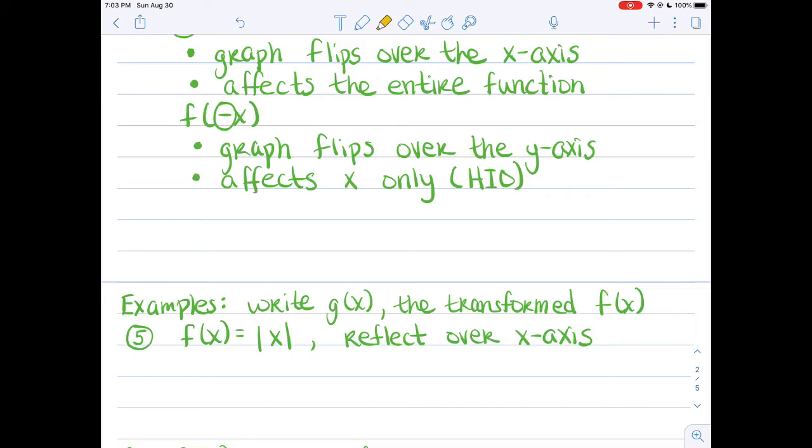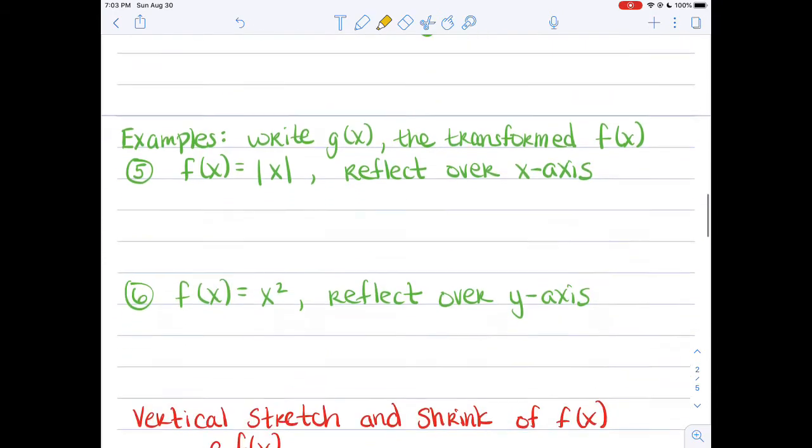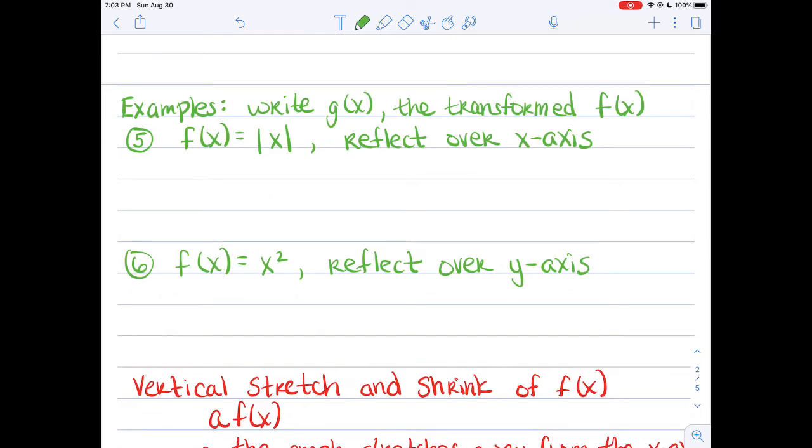So again, we're wanting to write g of x, which is the transformed f of x function. First, we're going to start with our parent absolute value function. F of x is the absolute value of x, and we want to reflect over the x-axis. So to do that, our g of x, remember, is going to have that negative sign on the outside, and so it's negative f of x. So g of x for our particular function, which is the absolute value function, is going to be equal to negative absolute value of x, keeping it outside of those grouping symbols.